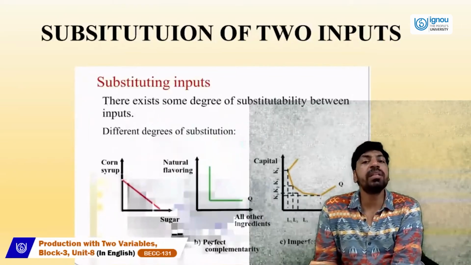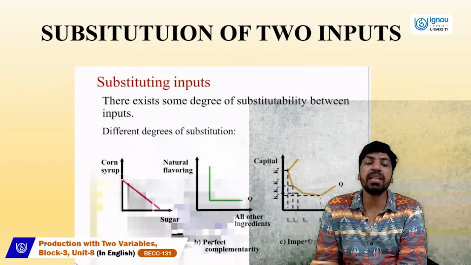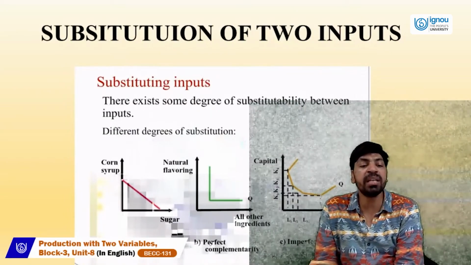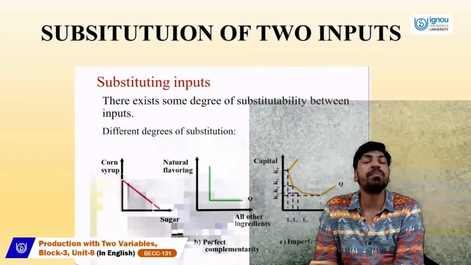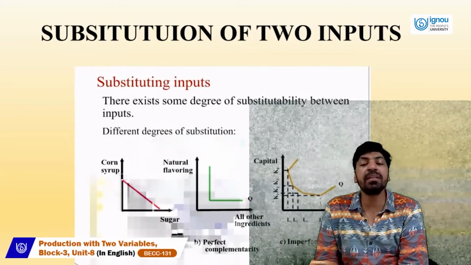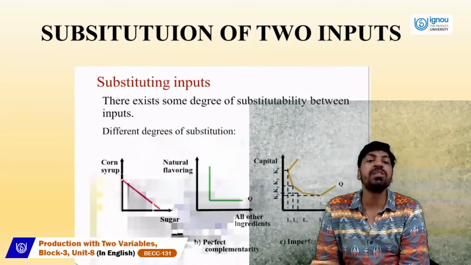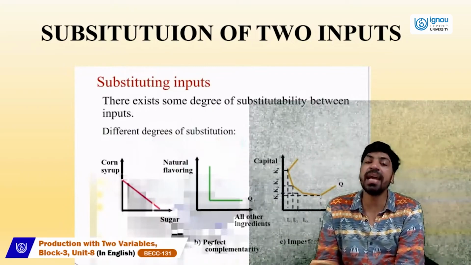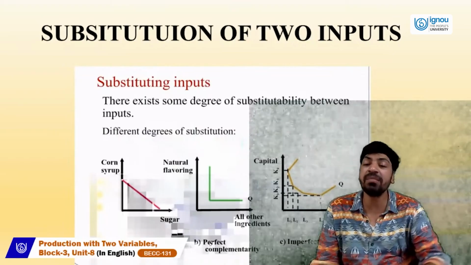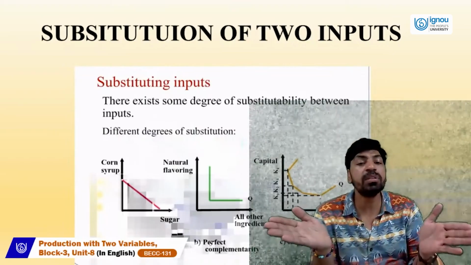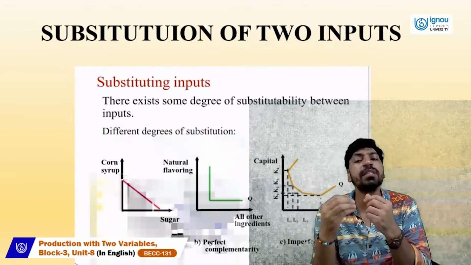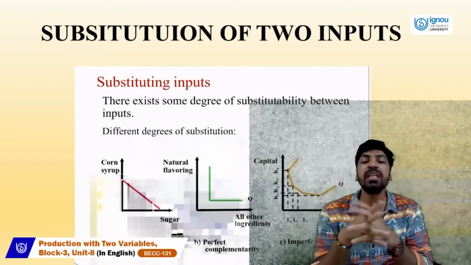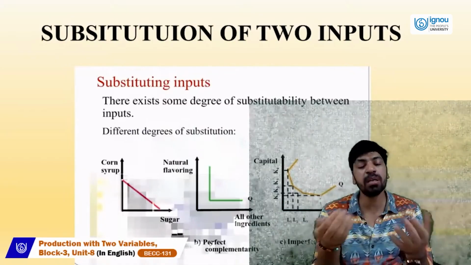Now we come to the substitution of two inputs. If we categorize substitution, there are three main categories: perfect substitution, perfect complementary, and imperfect substitution. When we talk about substituting inputs, there is always some degree of substitutability between the two inputs, and the various types of substitution are shown on the screen.